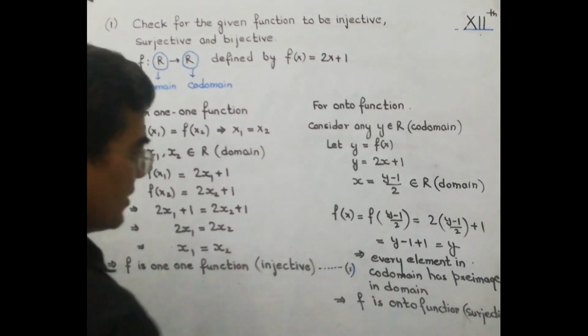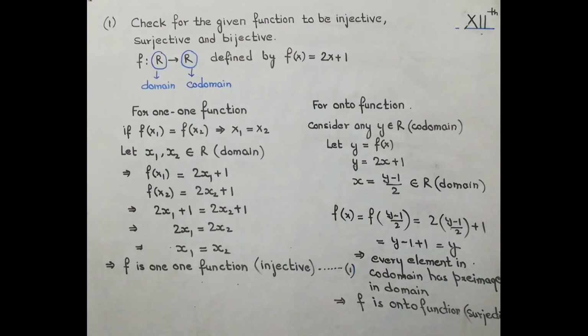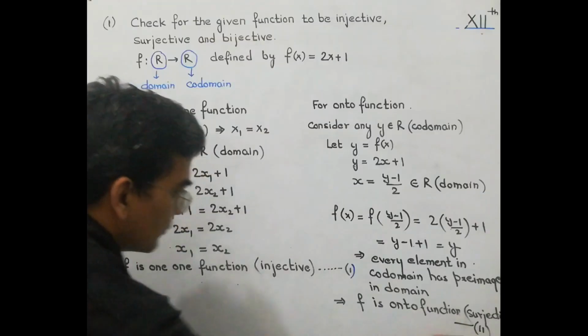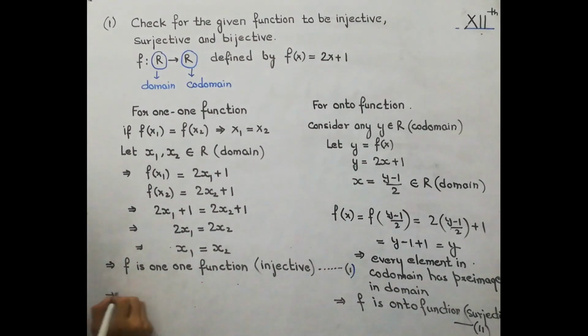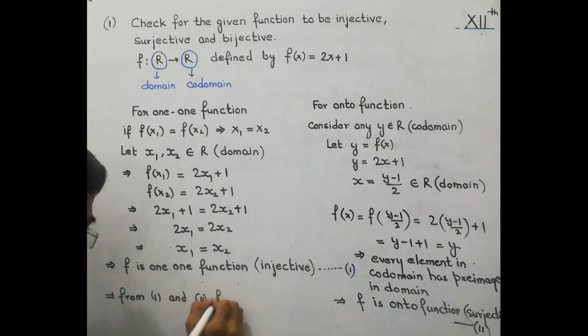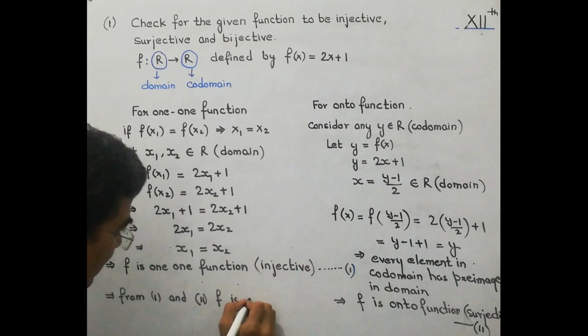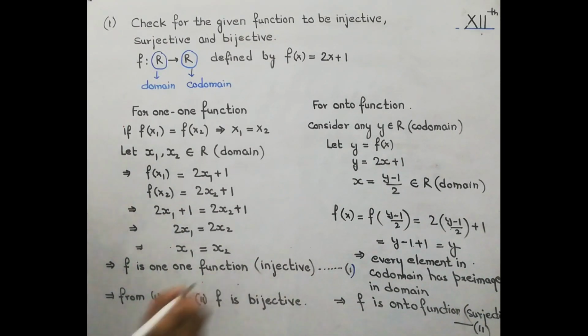Now, as the function is injective as well as surjective both, so we can say that, this is your equation number 2. So finally you can say from 1 and 2, f is bijective. Just see, hope this point is clear to you.